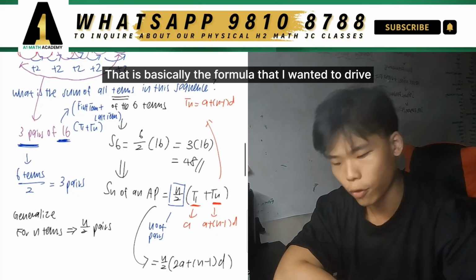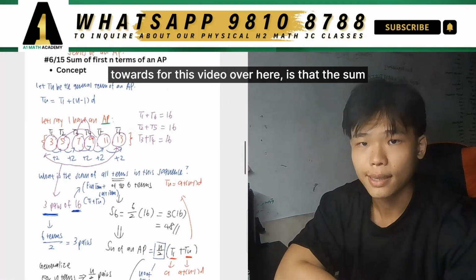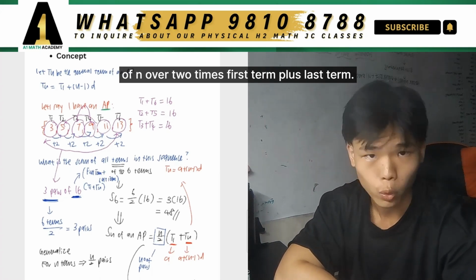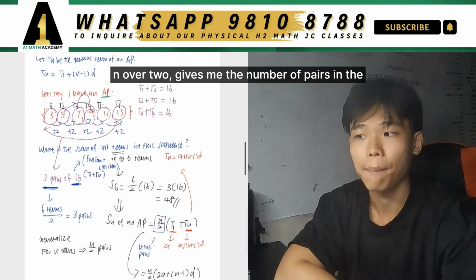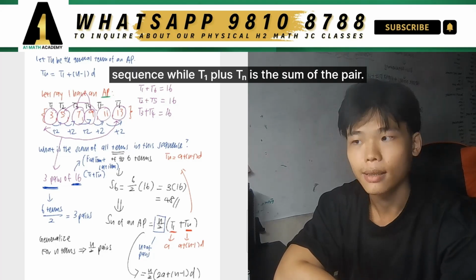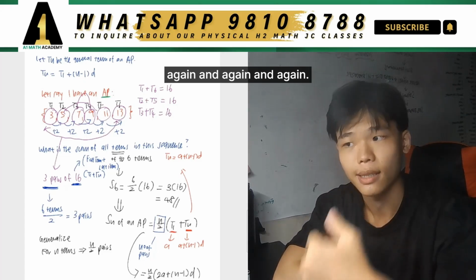That is basically the formula that I wanted to drive towards in this video: the sum of the first n terms of an AP follows the formula n over 2 times first term plus last term. N over 2 gives me the number of pairs in the sequence, while T1 plus Tn is the sum of the pair. And this pair will keep appearing again and again.